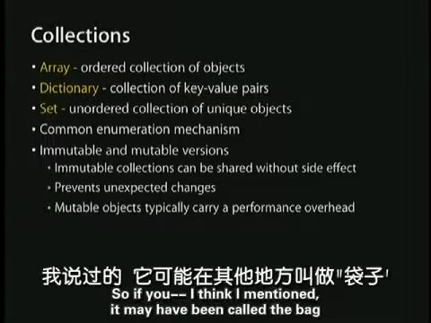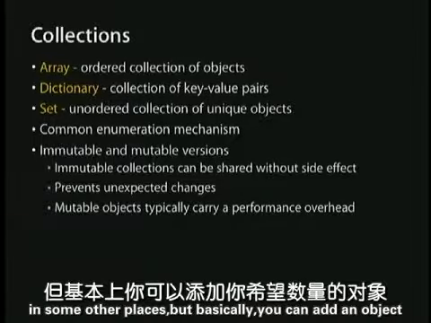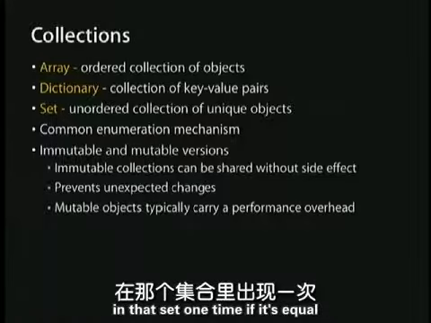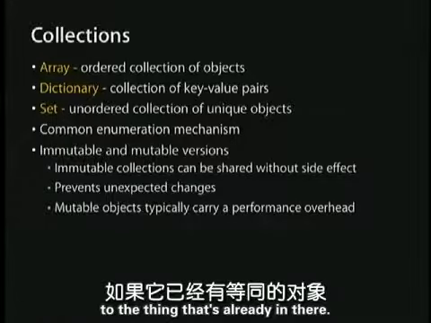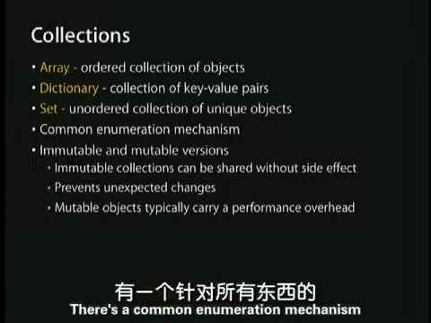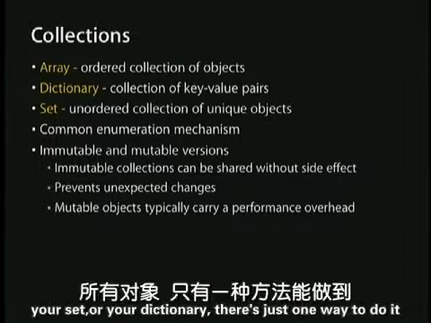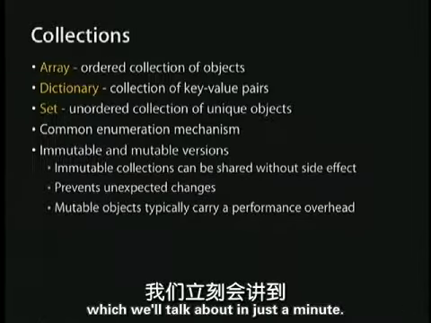I think I mentioned it may have been called a bag in some other places, but basically you can add an object to a set as many times as you want, and it'll only ever be in that set one time if it's equal to the thing that's already in there. There's a common enumeration mechanism for all of these things. If you want to enumerate through all the objects in your array, your set, or your dictionary, there's just one way to do it, which we'll talk about in just a minute.